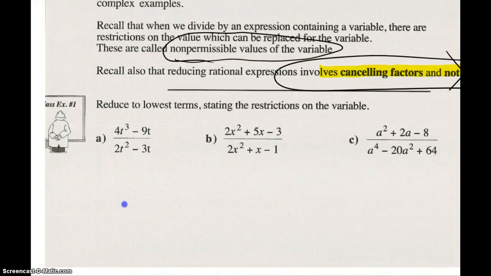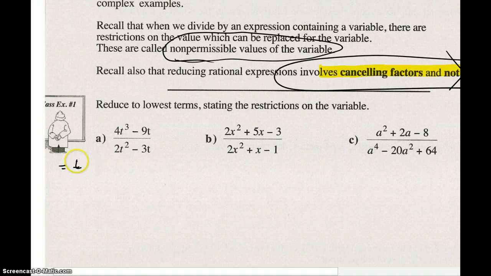So what we're going to start with is just reducing these expressions to lowest terms. And so again, it takes us back to factoring. The first thing I'm going to do is start this expression by pulling out a t. Sorry, t. And what am I left with? A 4t squared minus 9. That's on the top. On the bottom, I can also pull out a t. So now I'm left with a 2t minus 3. So go ahead and get that down.